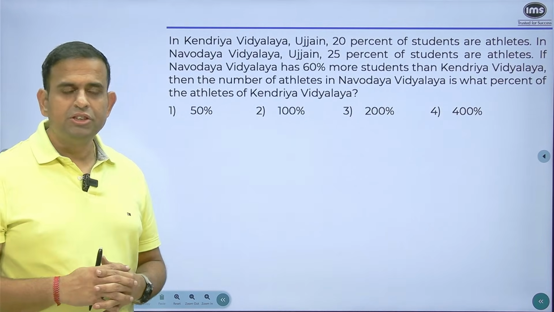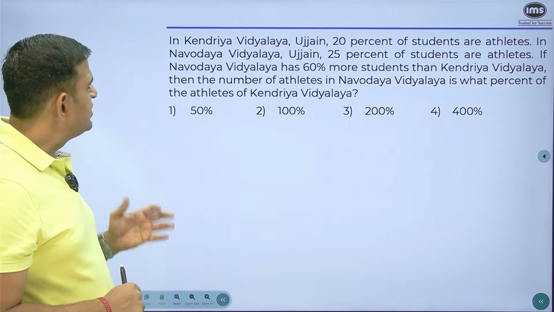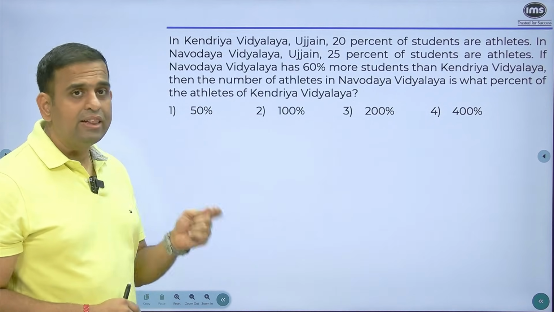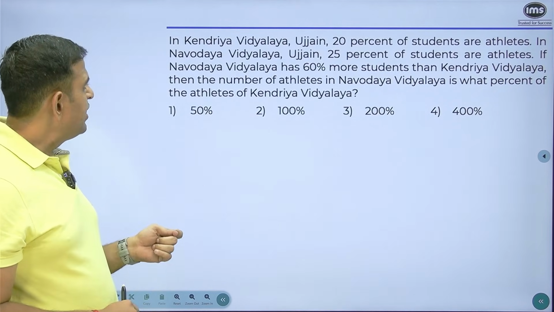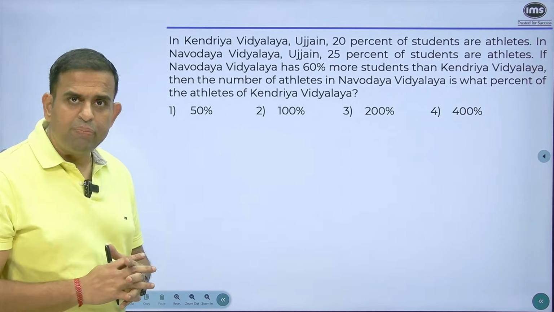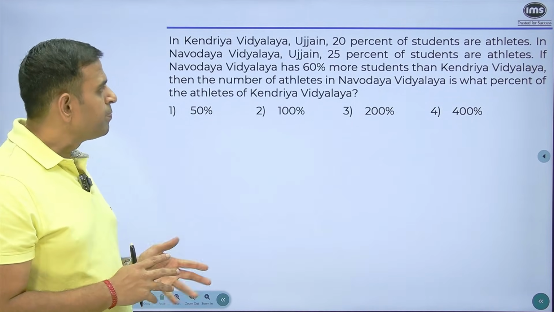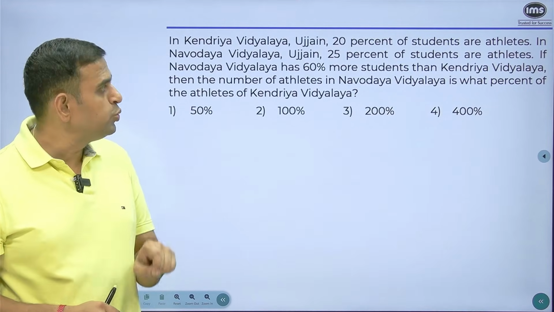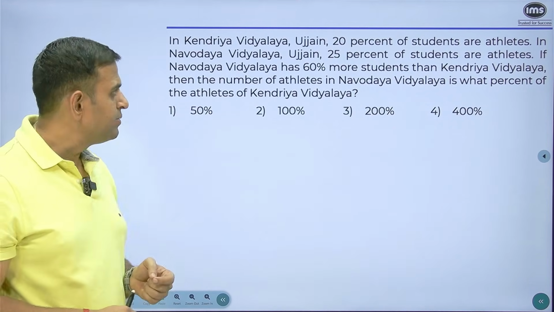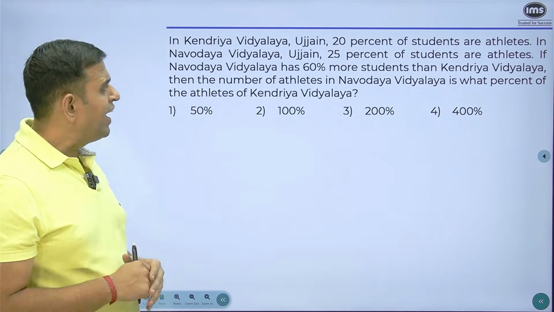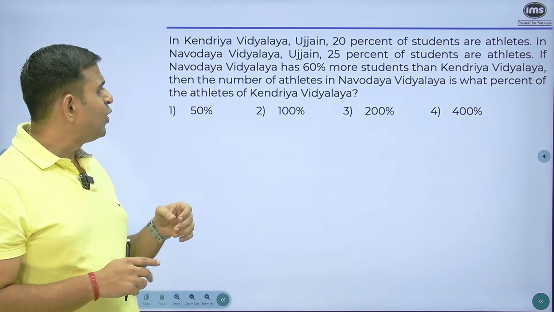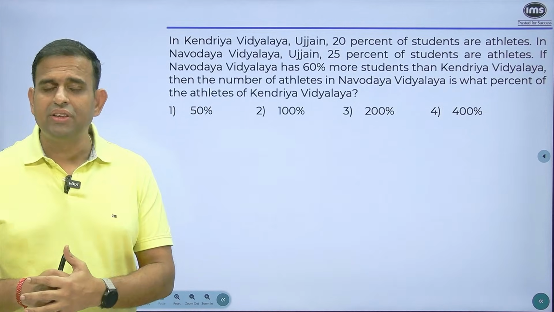Let's read the next sum first. And the sum goes like this. In Kendriya Vidyalaya, Ujjain, 20% of the students are athletes. In Navodaya Vidyalaya, Ujjain, 25% of the students are athletes. Then they are saying if Navodaya Vidyalaya has 60% more students than Kendriya Vidyalaya, then the number of athletes in Navodaya Vidyalaya is what percentage of the athletes of Kendriya Vidyalaya?